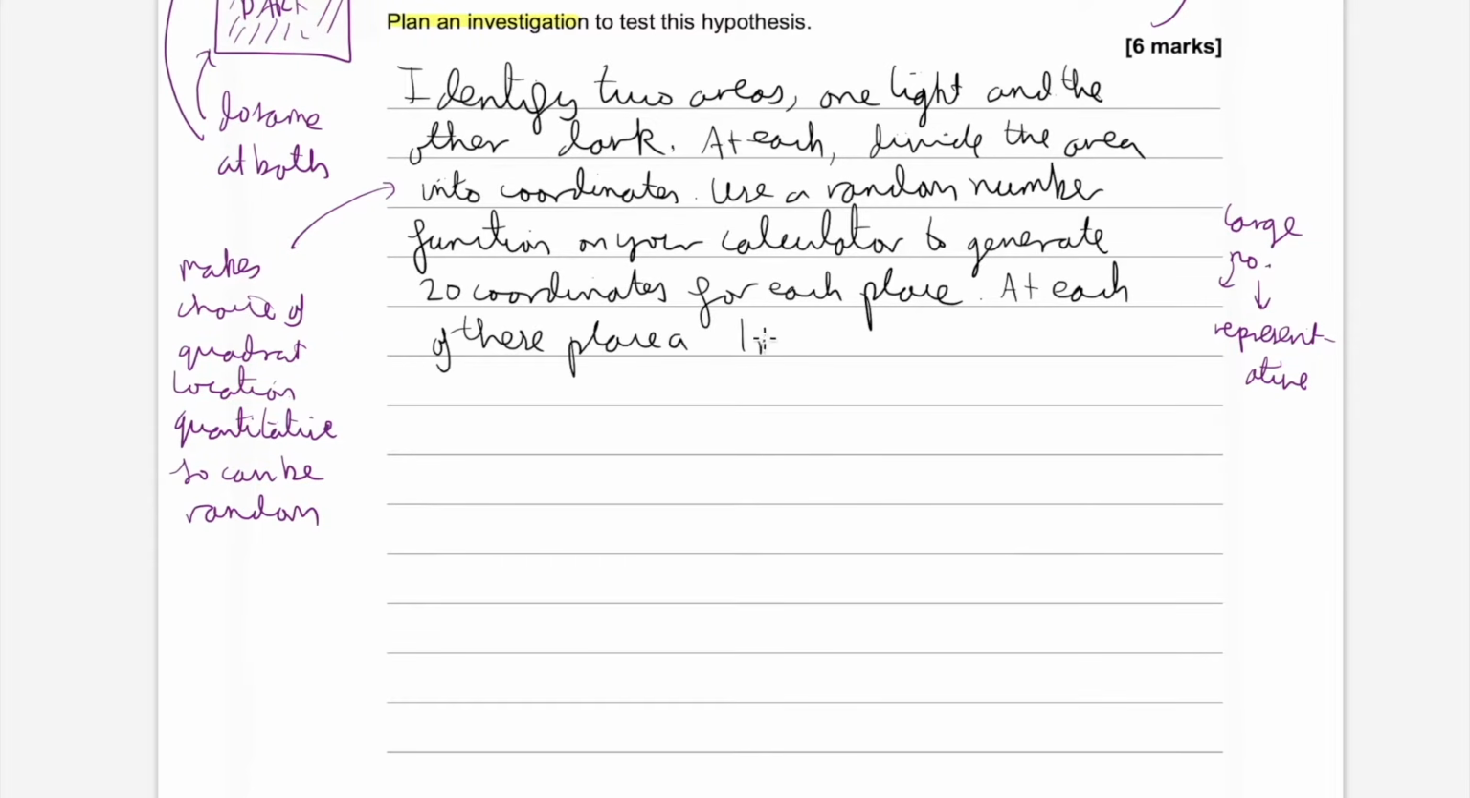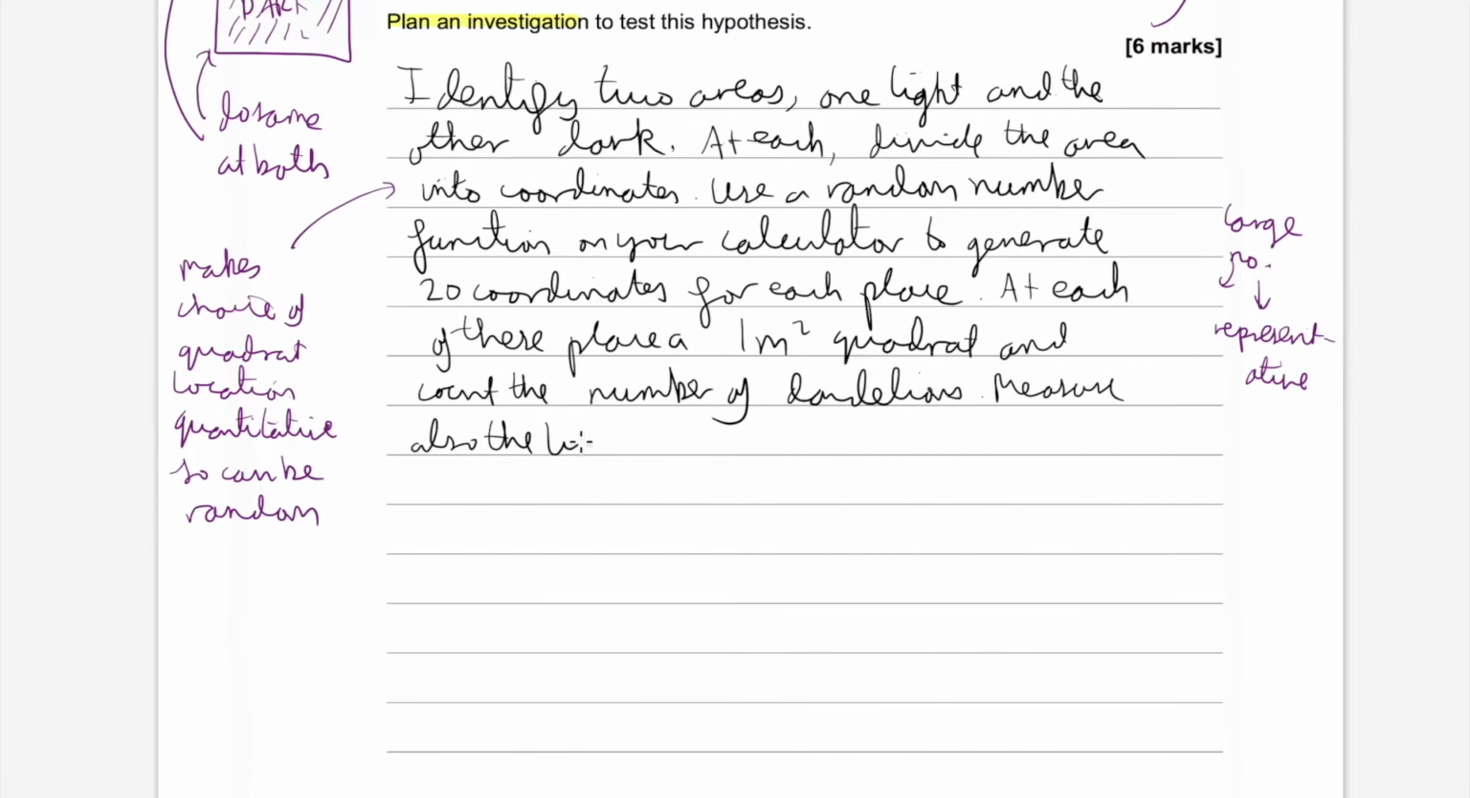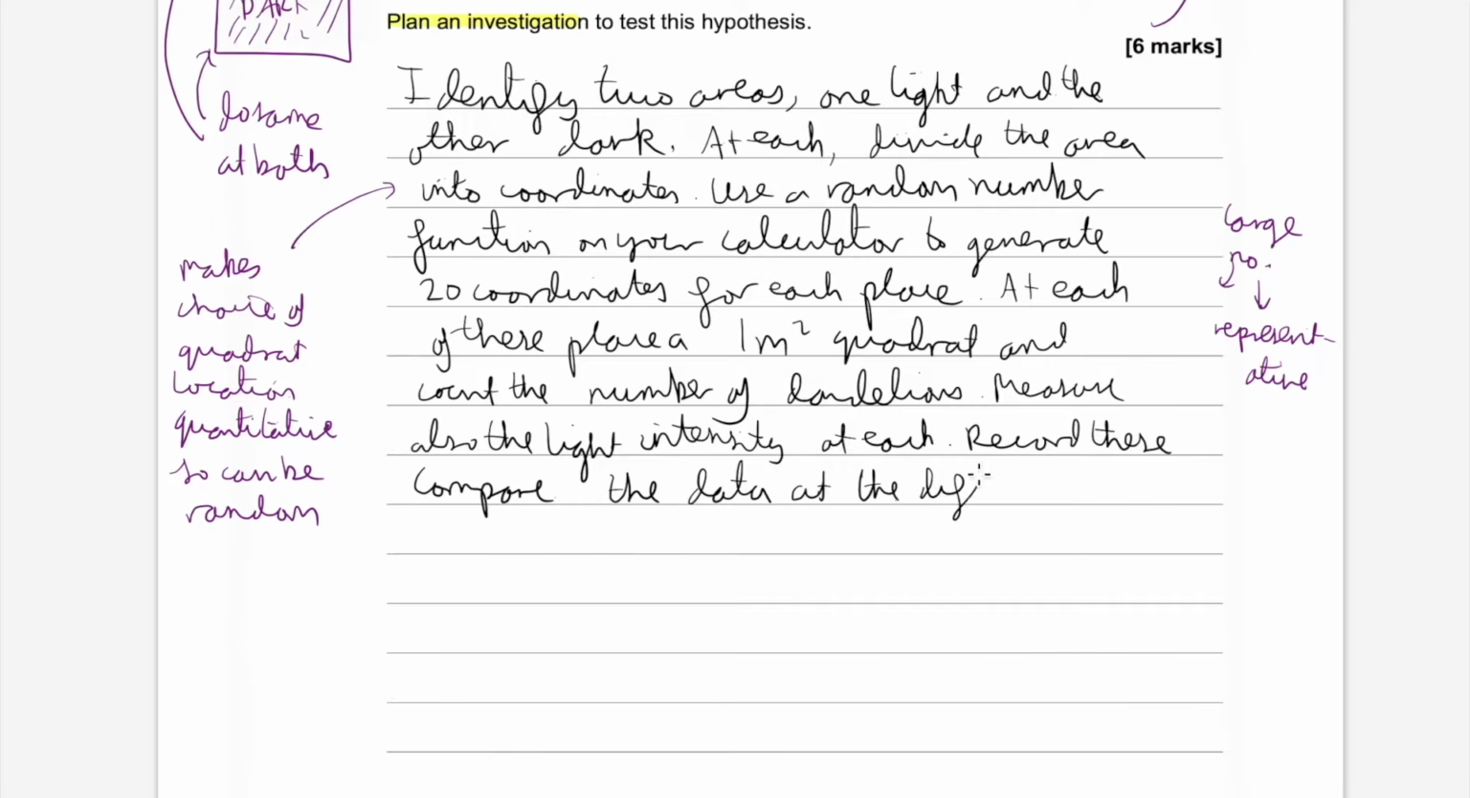At each of these, place a 1 meter squared quadrat and count the number of dandelions. Measure also the light intensity at each. Record these. Compare the data at the different light intensities.